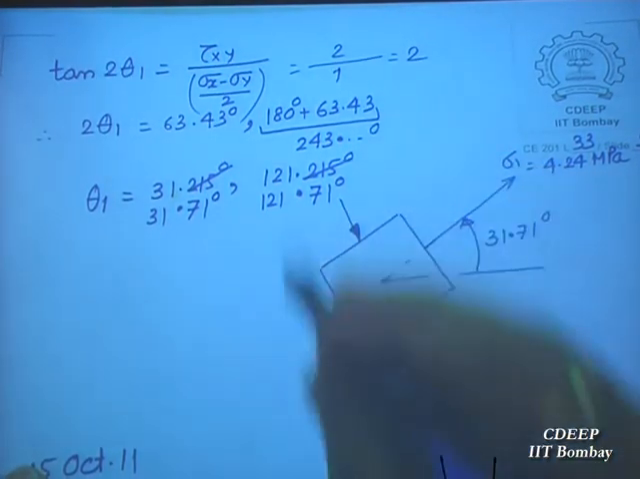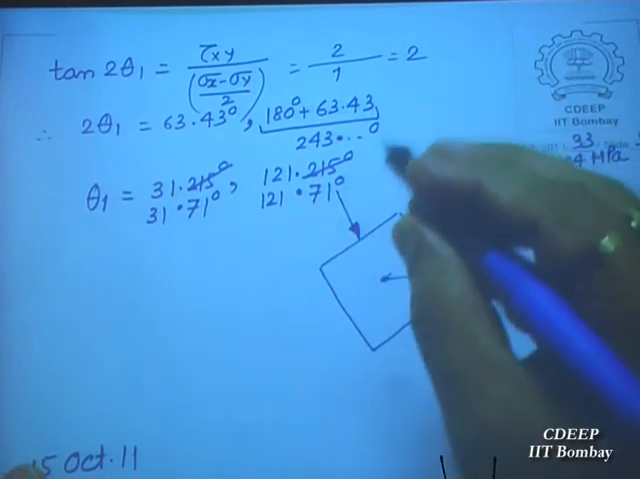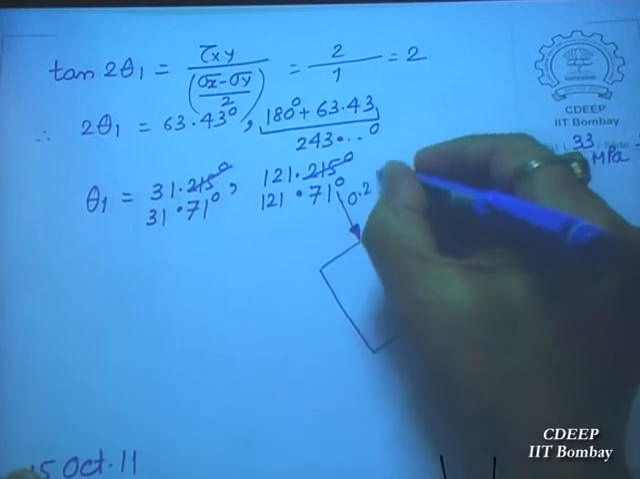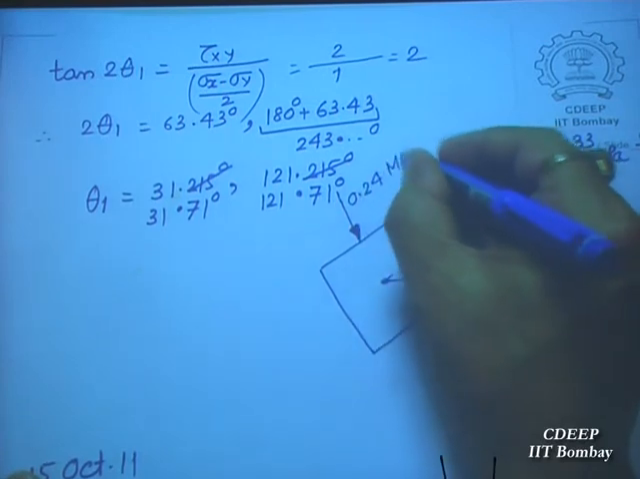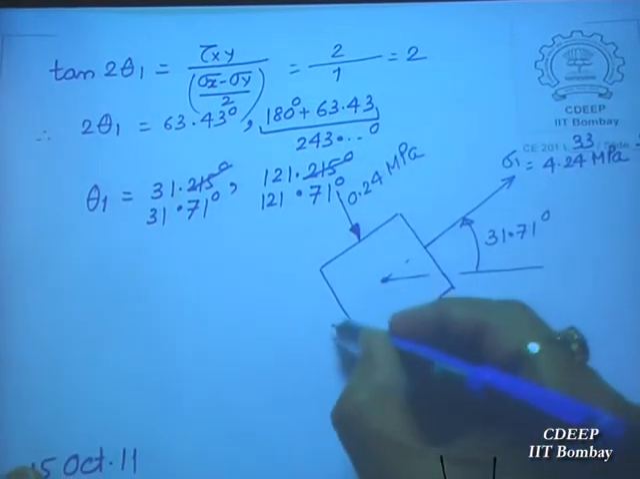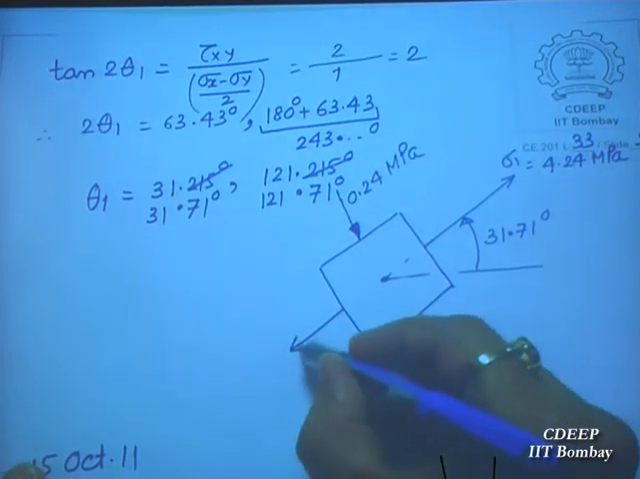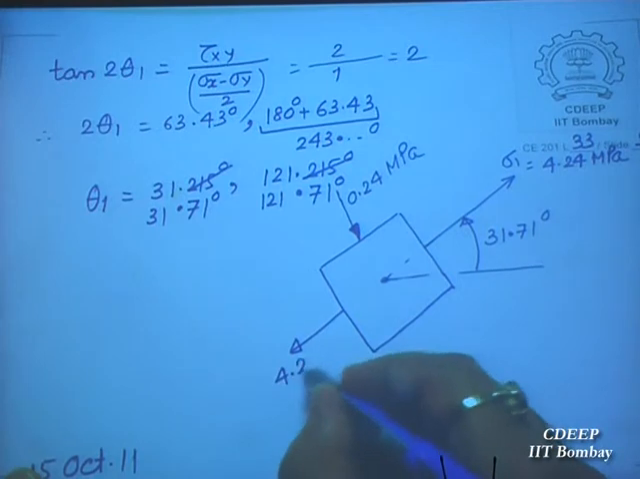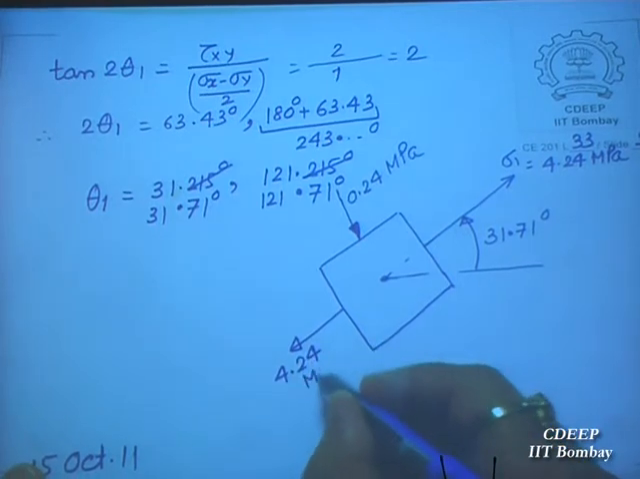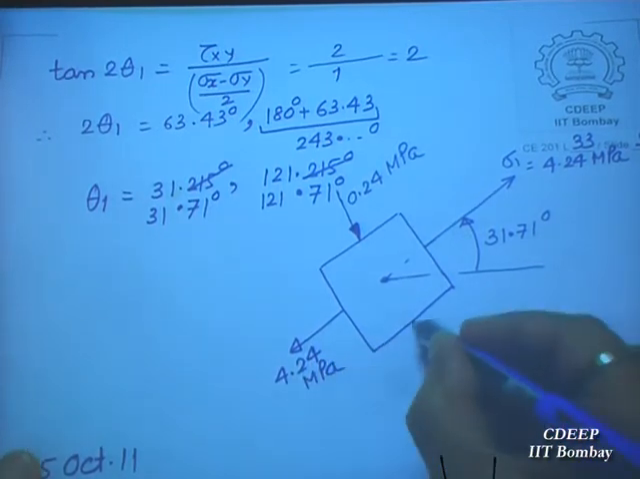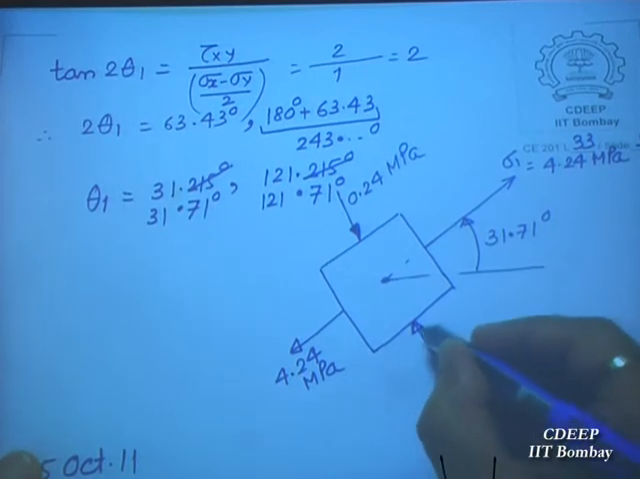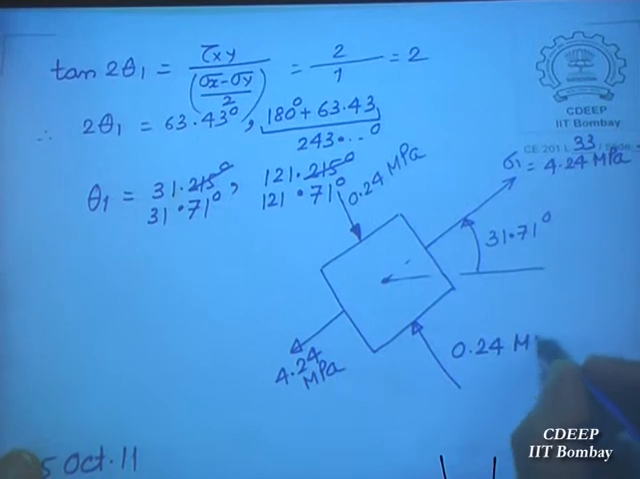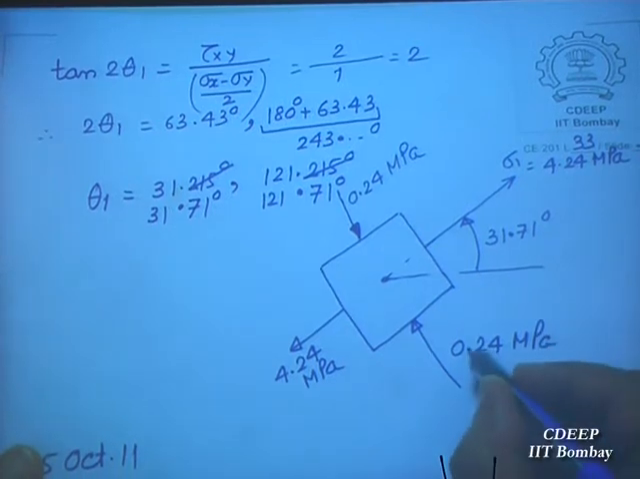So the other one is here like this, and this value will be 0.24 MPa. So this one is again, the element has rotated by, so this is 4.24 MPa, and this one is 0.24 MPa. Is it clear?